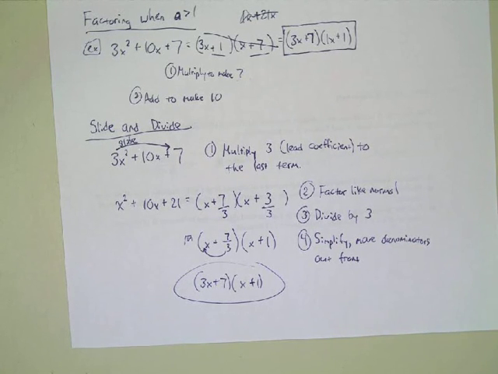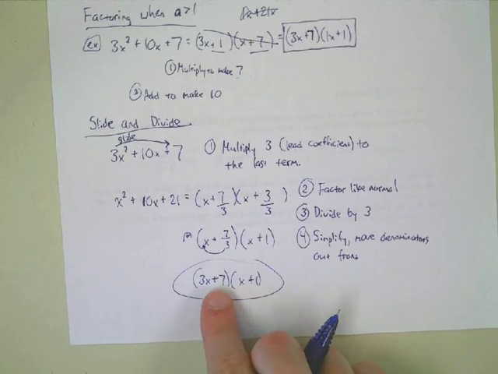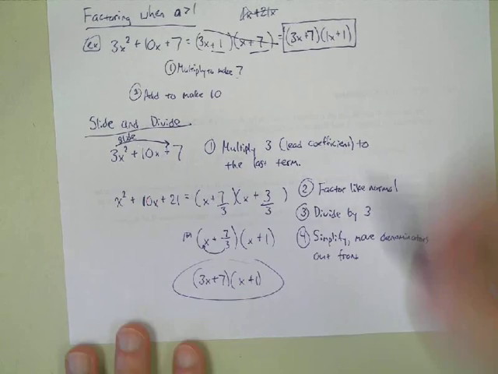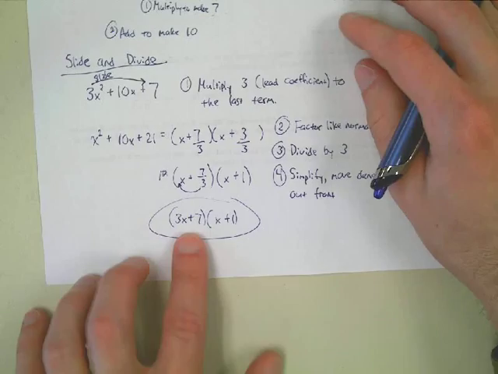So that is the factored form. Remember, that's the one we got earlier. 3x plus 7, x plus 1. 3x plus 7, x plus 1. It's the same thing. It works.